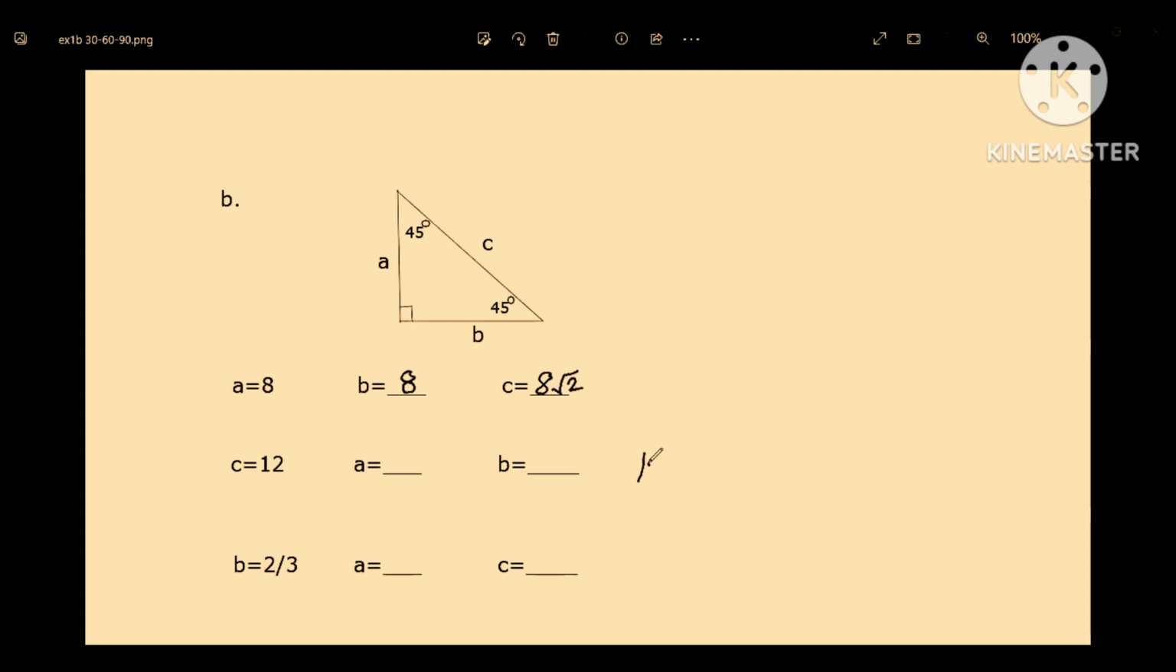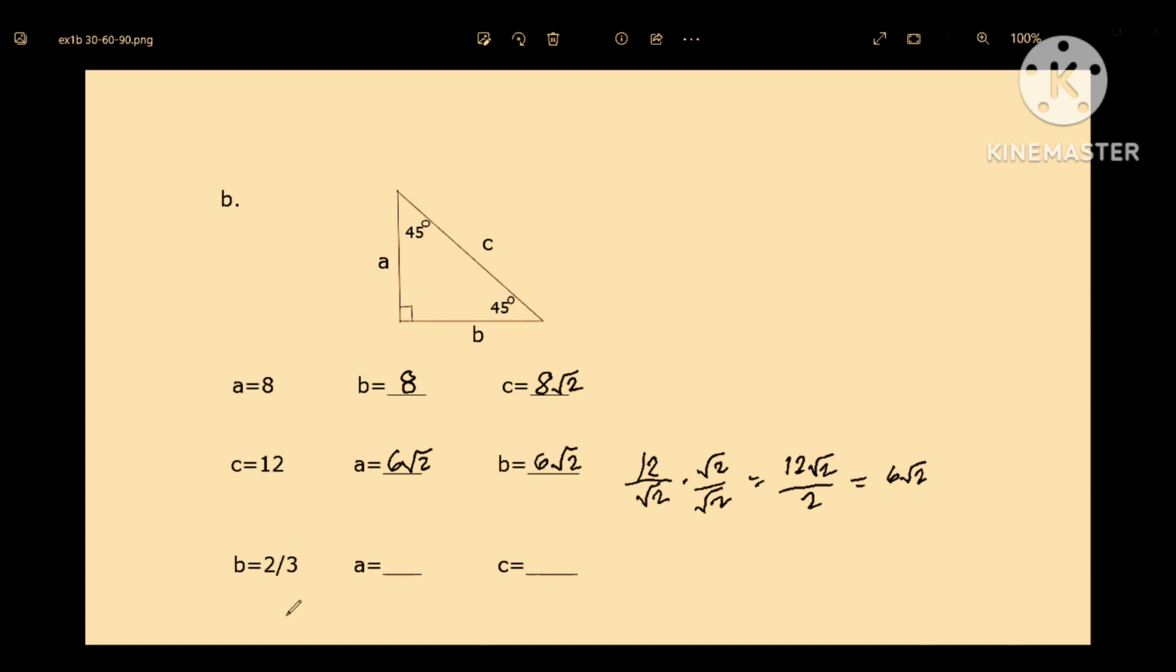We divide 12 by square root of 2 to get A or B, no? So, by doing so, we need to rationalize. Multiply by square root of 2 over square root of 2. So, this is equal to 12 square root of 2 over 2, or 6 square root of 2. And that is your A or B, no? So, 6 square root of 2, 6 square root of 2.